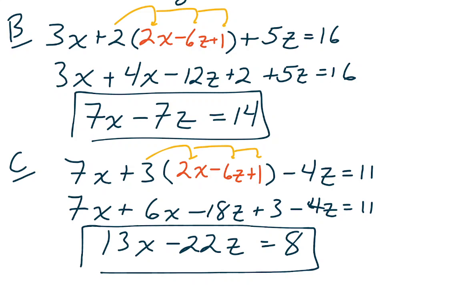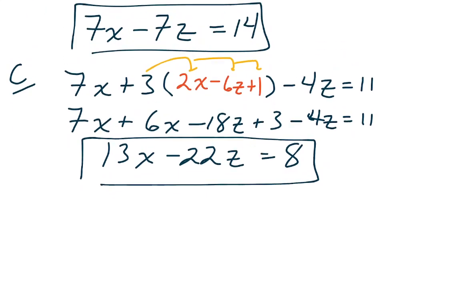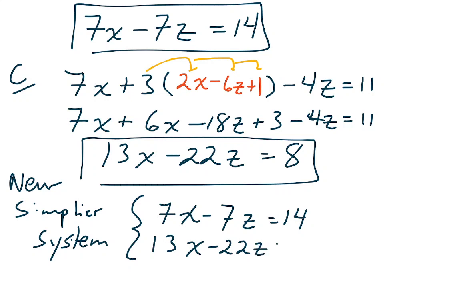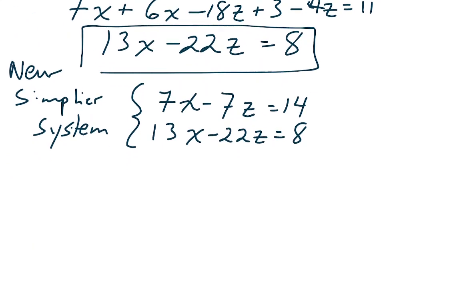But it's time to release them. It's time to use them as a new, simpler system. In other words, 7x minus 7z equals 14. That was my first one up there. And this 13x minus 22z equaling 8, that's my second one. I now put them together. I now have a simpler system, and the reality is it's time to start over.